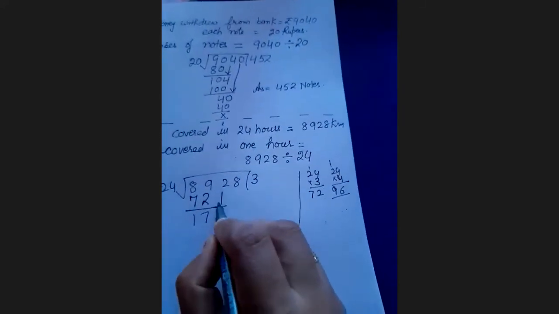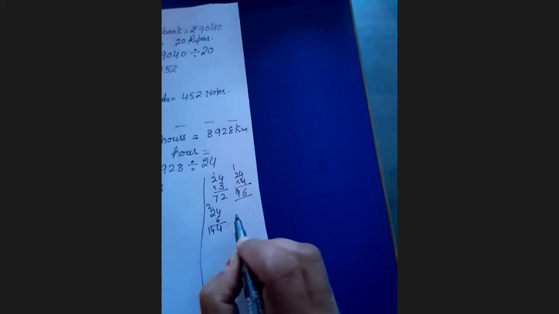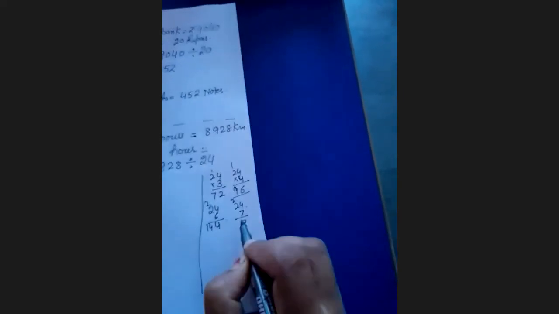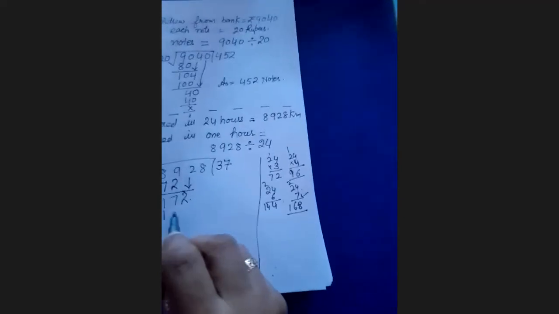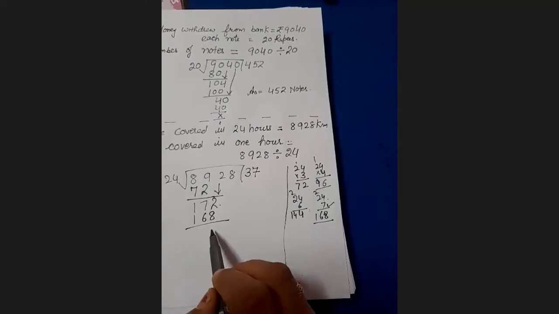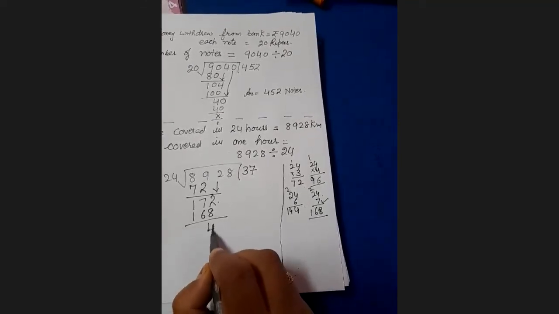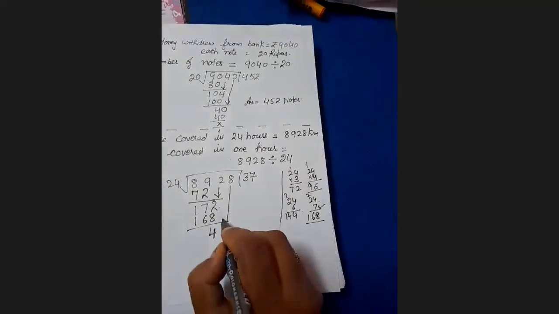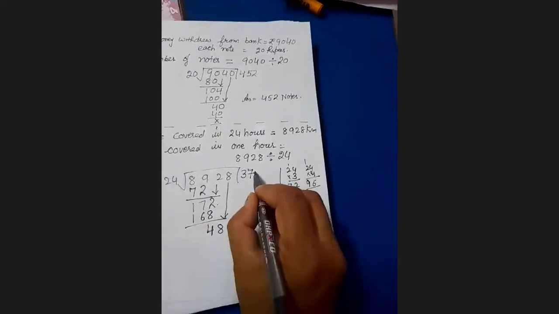Clear, students? Now 89 minus 72. 9 minus 2 is 7. And 8 minus 7 is 1. And the next number is 2. Now we have 172. Now 24 times 6 is 144. And 24 times 7 is 168. So the next step we will divide by 7. Now 172 minus 168 is 4. And the next number is 8. 24 times 2 is 48.